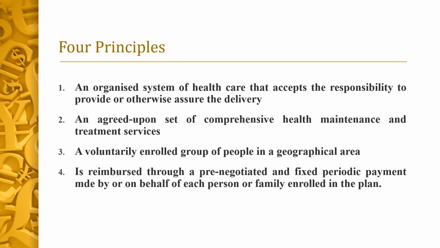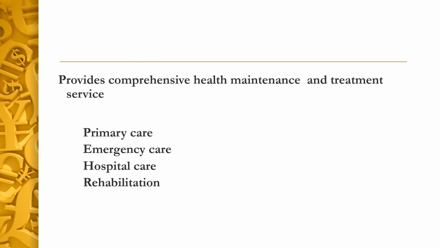And the third one, as said, is a voluntarily enrolled group in a geographical area. And the fourth one is reimbursement through a pre-negotiated and fixed periodic payment. As I said regarding the comprehensive health treatment services, they include primary care, emergency care, hospital care, and rehabilitation.